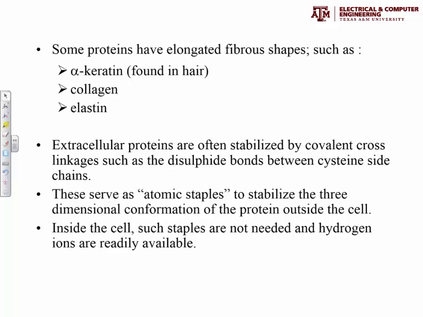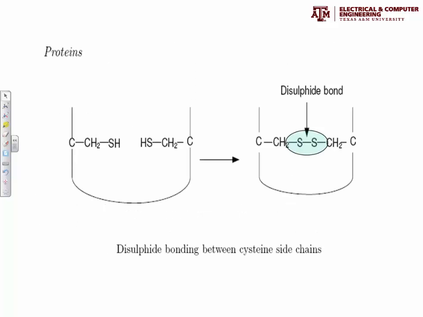Now, outside the cell, the proteins are often stabilized by covalent cross-linkages such as the disulfide bonds between cysteine side chains. Let me show you the picture. This is the cysteine side chain, sulfur and hydrogen. You have the polypeptide backbone here, and there is a cysteine side chain. Similarly, you have the polypeptide backbone here, maybe the same protein, a continuation of the same backbone, but you have these two cysteine side chains.